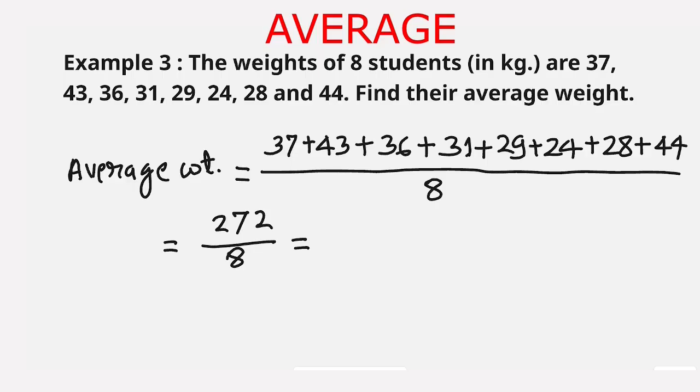8 divides 27 for 3 times. 8 times 3 is 24. 27 minus 24 is 3. And we carry 2. It becomes 32. 8 divides 32 for 4 times. So this comes out to be 34 kg. The average weight of all 8 students comes out to be 34 kg.